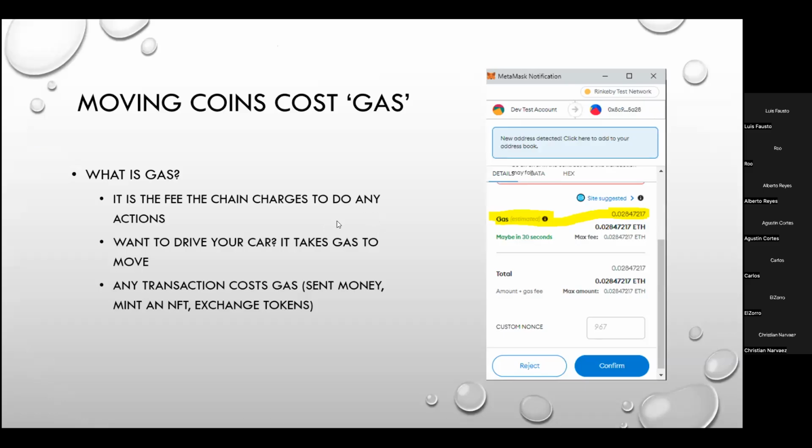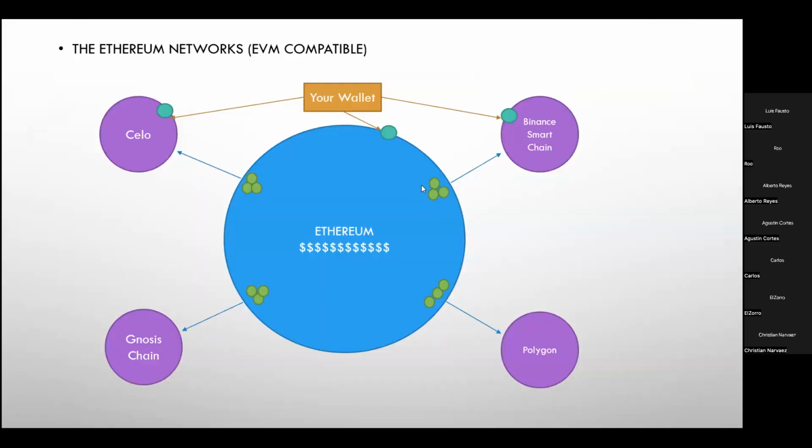All right. Anything that you do that interacts with the Ethereum network will cost money. If you want to send money to somebody else, if you want to mint an NFT, it's going to cost gas. If you want to exchange tokens on Uniswap, it's going to cost gas. All right. Question, Billy. If it depends on the chain, does that change the gas fee? Yes.